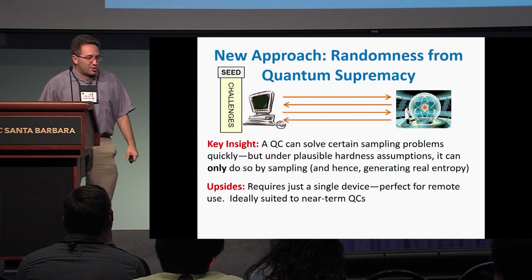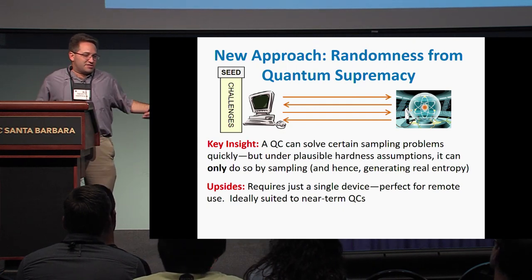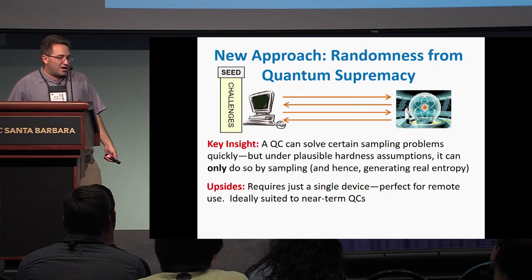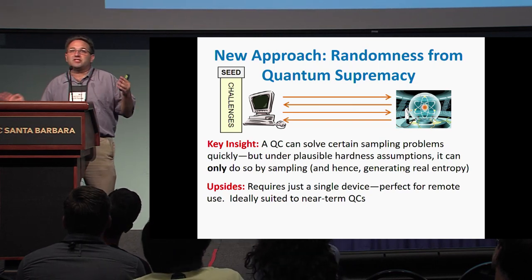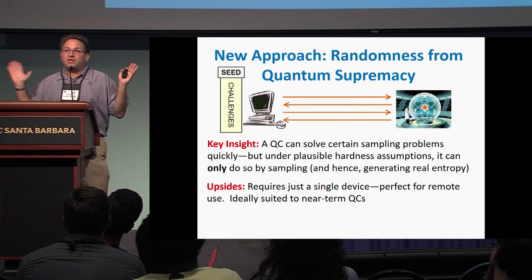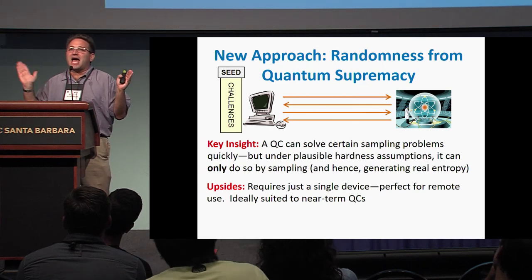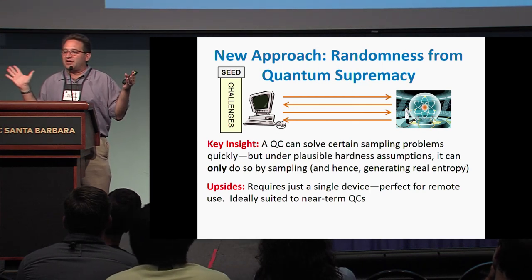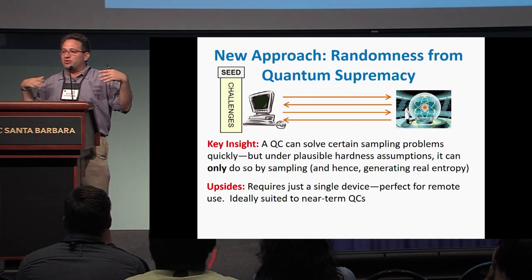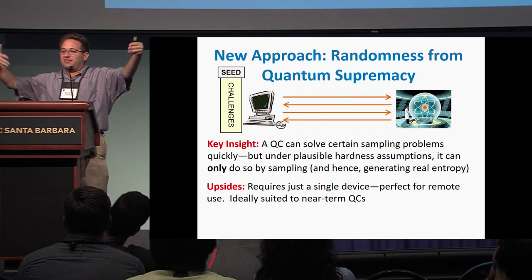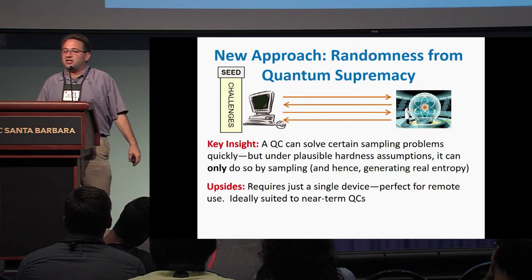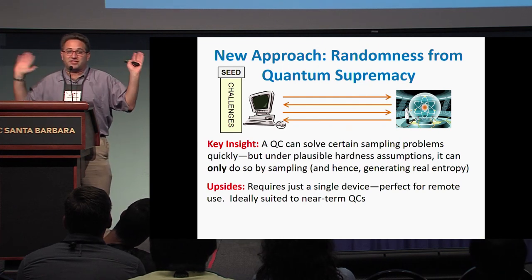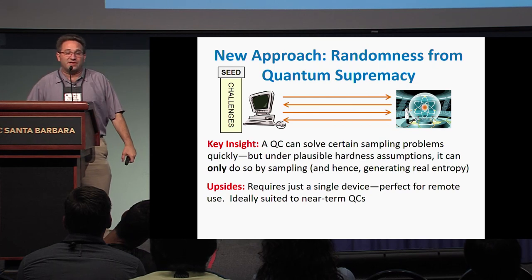So this requires just a single device, so it's good for remote use. And it's also good for near-term quantum computers, because for this we just need a clear gap between the running time of the quantum computer and the running time of a classical device that would be trying to fake the results. So 70 qubits, or even 50 or 60 qubits, are probably enough.